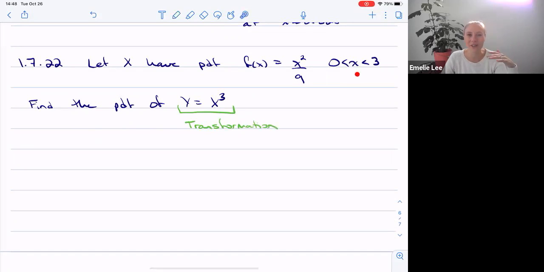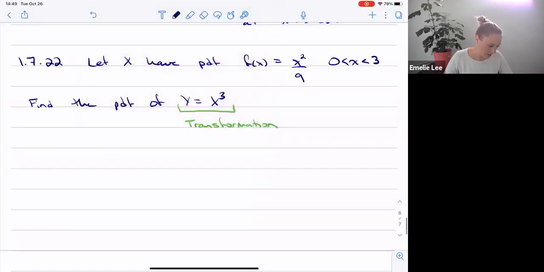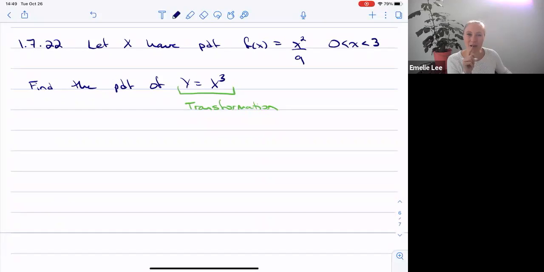because we can no longer list all the possible outcomes and look at all the different values, right? That's impossible at this point. From 0 to 3, there's an infinite number of values between 0 and 3. And so now what we have to do is apply an actual transformation. So we had a bunch of steps that we were going to follow, right?